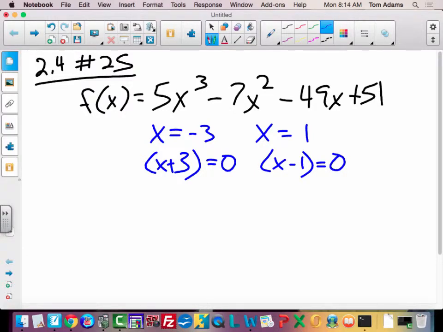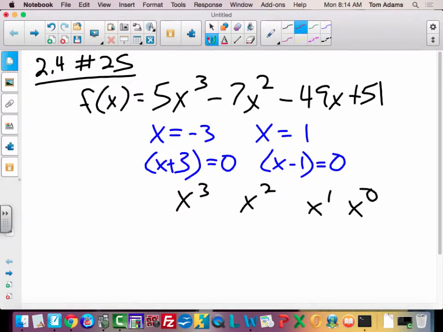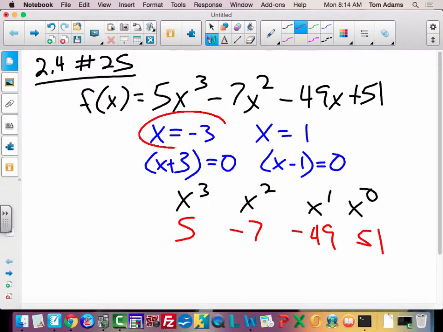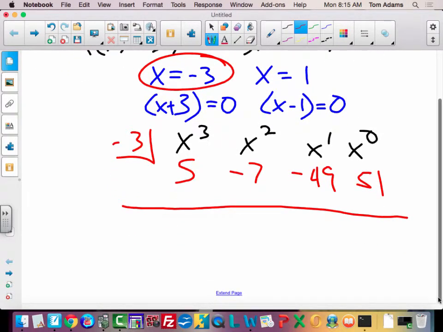So one way to verify that is I'm going to do synthetic division. So I need an x cubed term, an x squared term, an x term, and an x to the 0. And so I'm just going to write down the coefficients, 5, -7, -49, and 51. Now, if this is a possible zero, then I can plug in -3 here, and by using synthetic division, I should get a remainder of 0 down here in the end, okay?